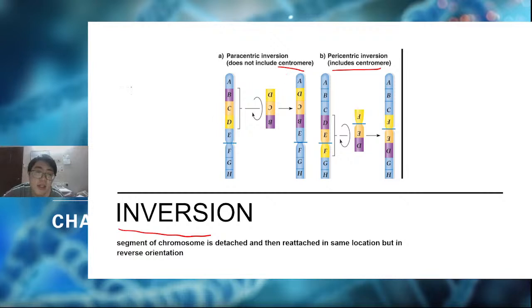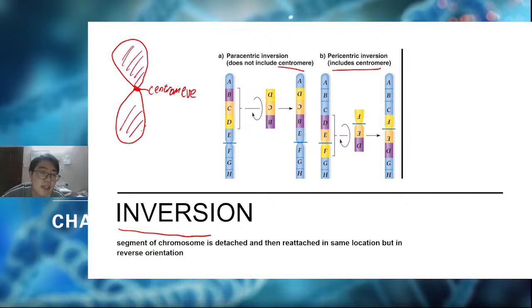Not including the centromere means, you know, the middle part of the chromosome is called the centromere. If it does not include it, the mutation occurs on either side here. If it includes the centromere, the mutation will occur at here, either like this. So the names are paracentric and pericentric. Para does not include the centromere, and peri includes the centromere.